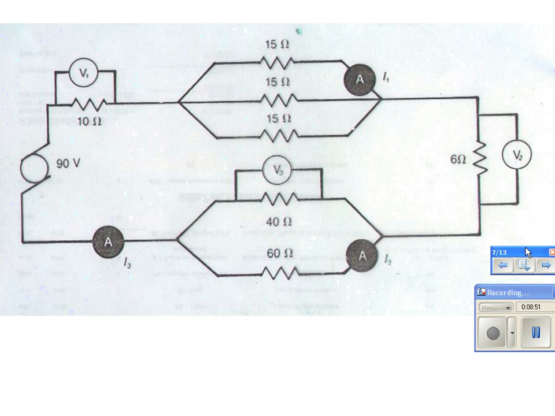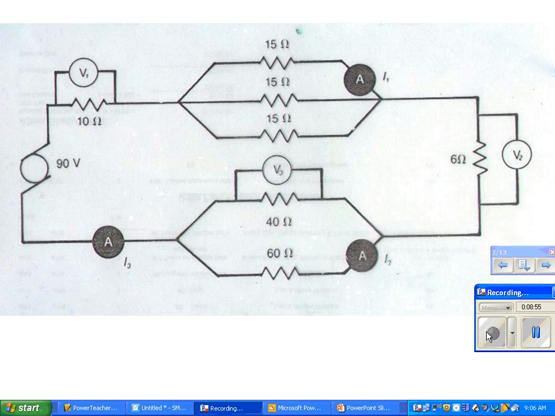Assume these are ideal ammeters and voltmeters. Okay, all right, let's talk about this then. Some of you finished, some of you still confused, but let's talk about it. Where do we start? We want to find the total resistance, the equivalent resistance.